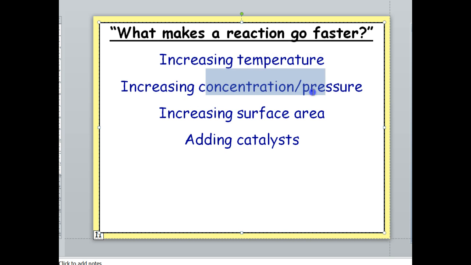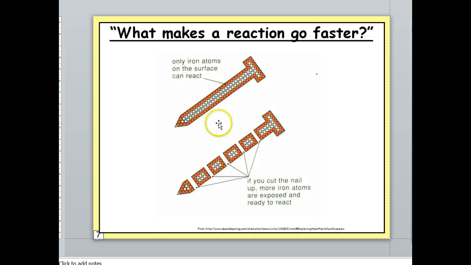If we increase the concentration or pressure, so concentration if we've got solutions, pressure if we've got gases, this makes reactions go faster because we're getting more particles packed together, more chances of collision. And the equivalent for surface area, which we looked at in the lesson, was for solids. We'll come back to all of these, the temperature, concentration and pressure, in future lessons, and catalysts will come towards the end.